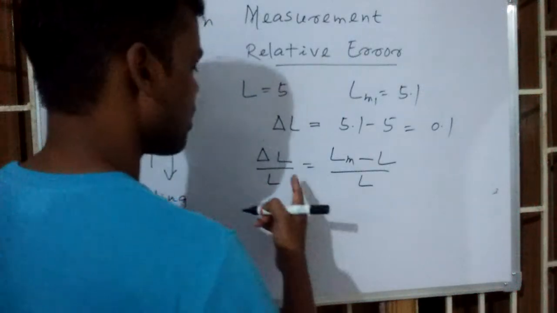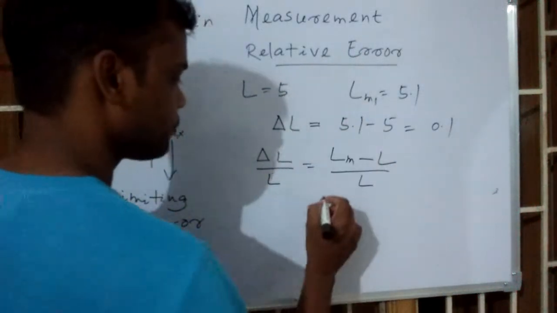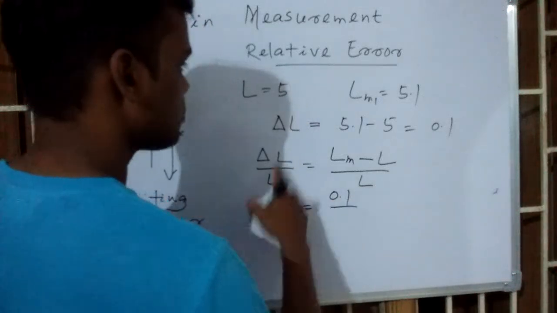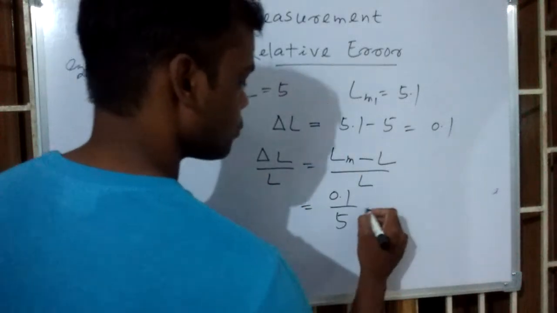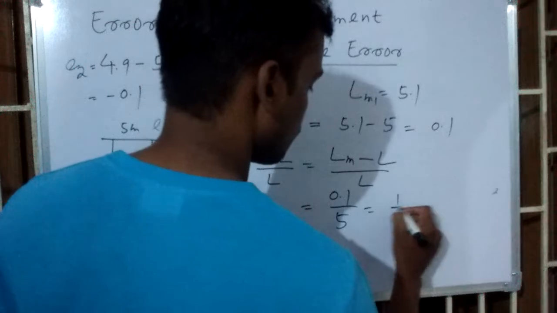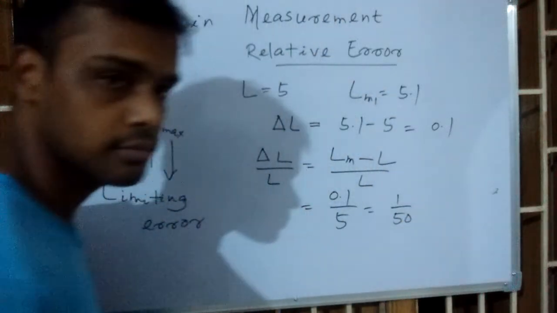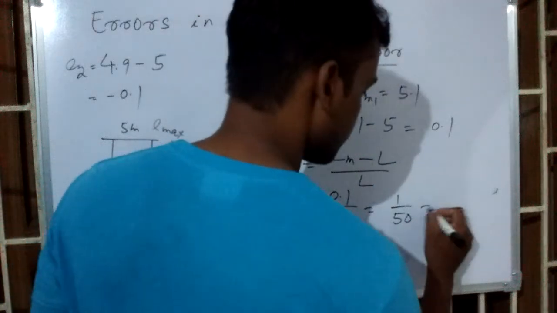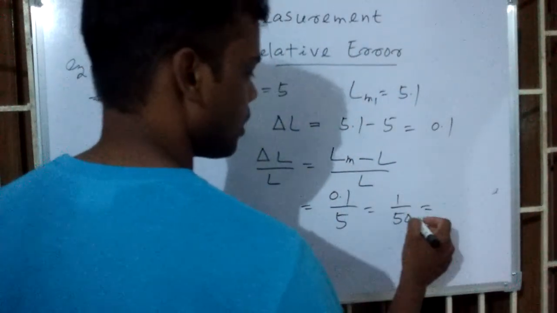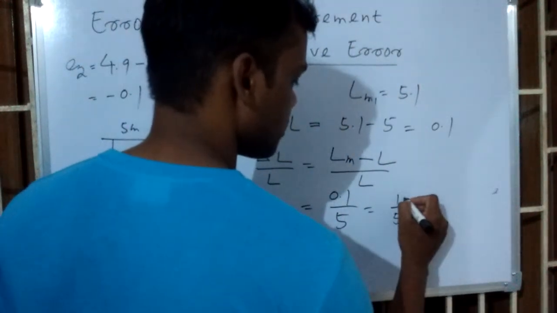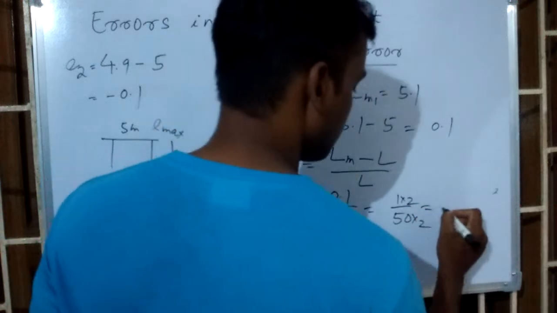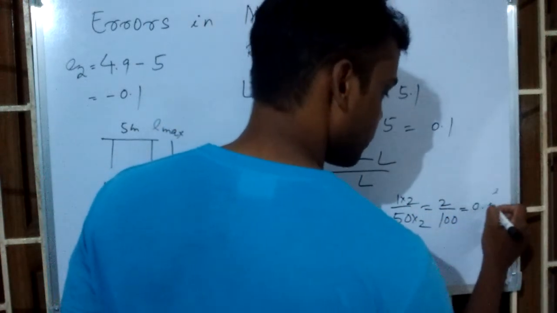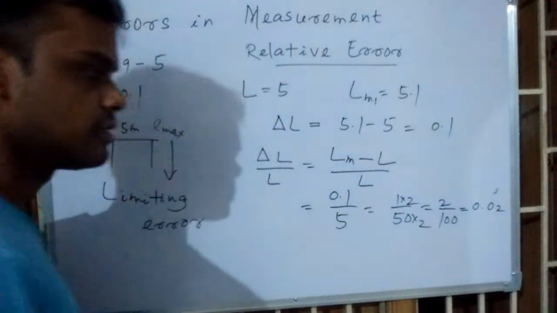So in this case what will be the relative error? Del L value is 0.1, actual value is 5, so this is equal to 1 by 50. This is the relative error, 1 by 50. You can convert it into decimal also. If you multiply 2 in the denominator as well as in the numerator, it will be 2 by 100, and this is equal to 0.02. This is the relative error.